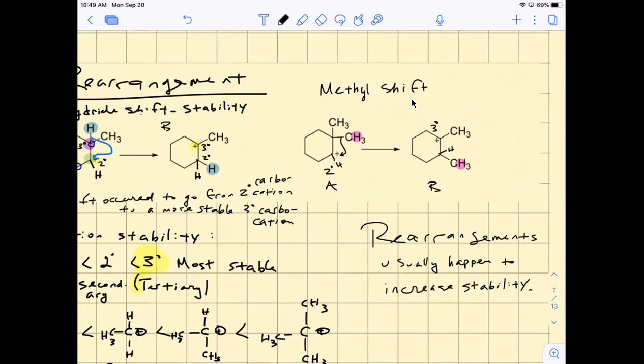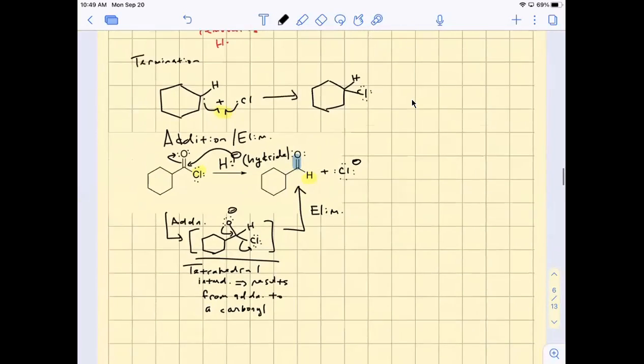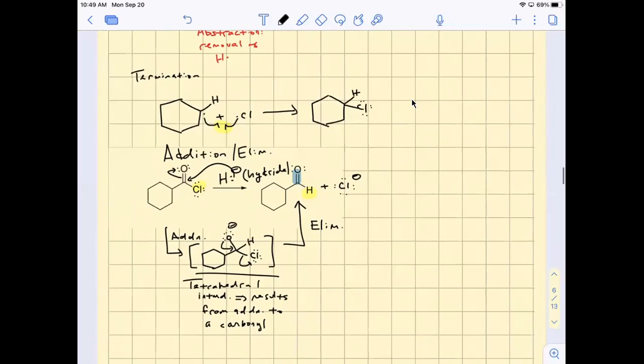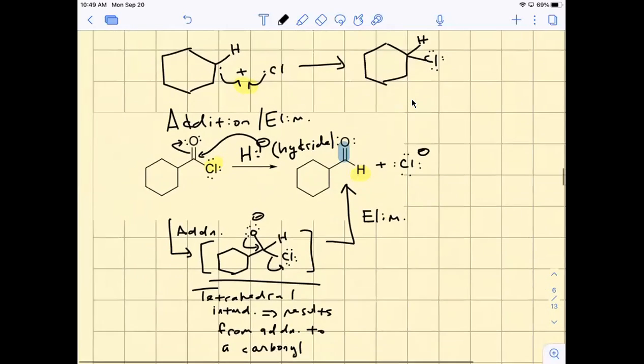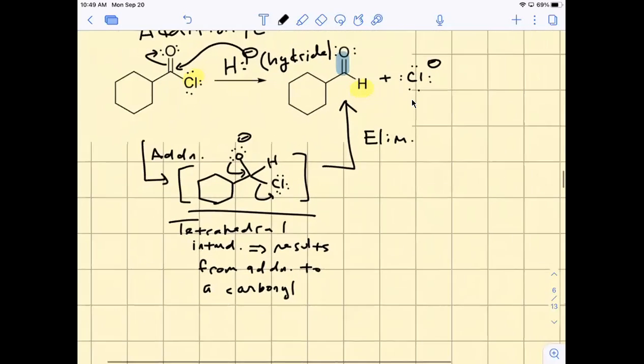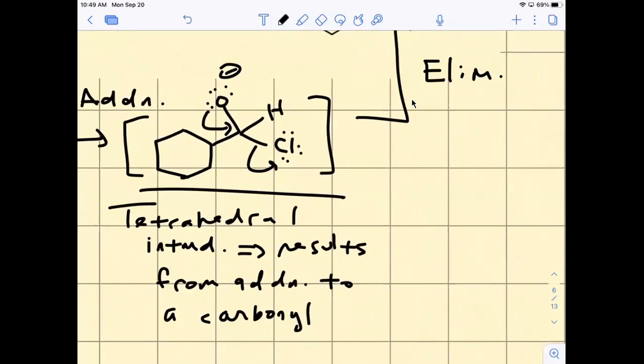I have a question. Go ahead. It's about one of the other problems. Can you scroll up? It was that one. The addition followed by elimination. Yes. Okay. It's about the tetrahedral intermediate. Yeah. Can you re-explain why the oxygen donated its electrons and then the electrons were donated to that chlorine? To the chlorine? Sure.